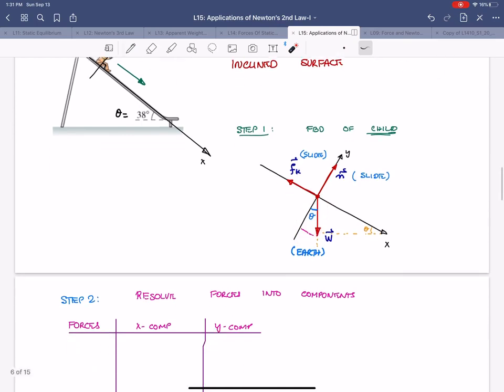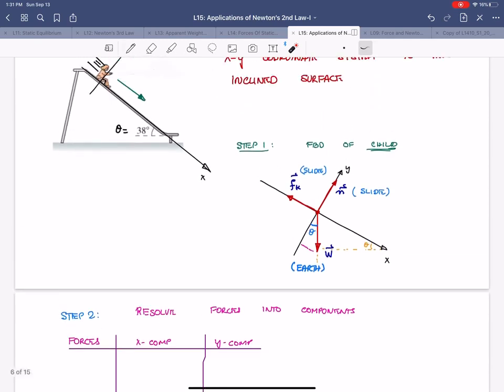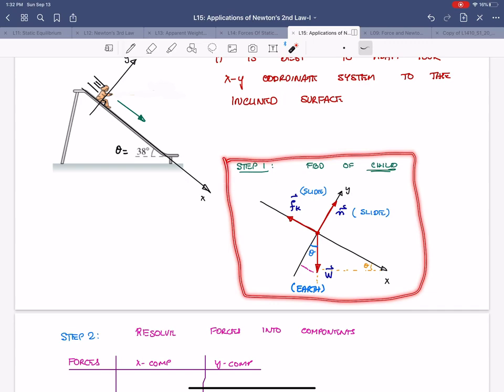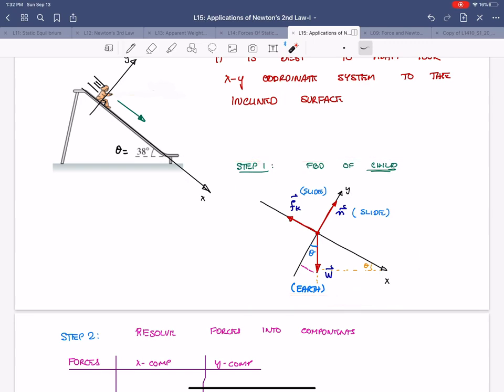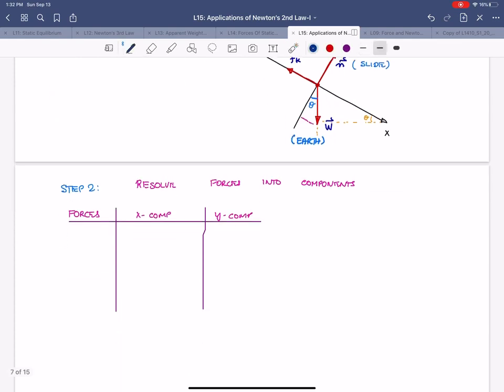Once we've got that sketch, the strategy to work these problems is the same as what we've done before. We've got the free body diagram. The only big difference is we have chosen our x and y coordinate system in a way that is convenient for these problems, where the x-axis is along the incline. Once you've got the free body diagram, the next stage is to resolve the forces into components. To do that, we list all the forces in this first column: the weight, the normal force, and the force of kinetic friction.